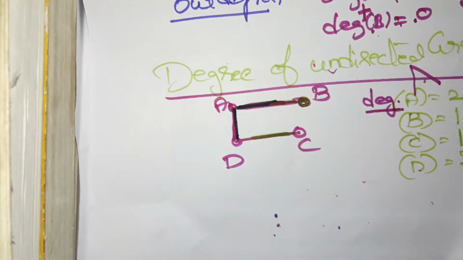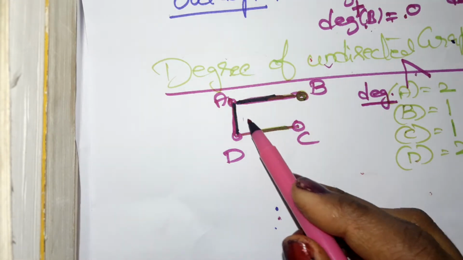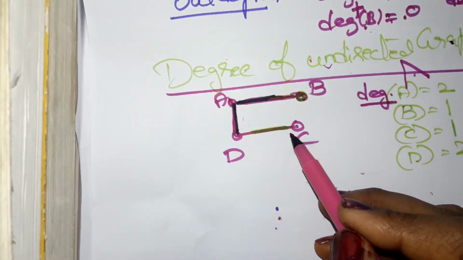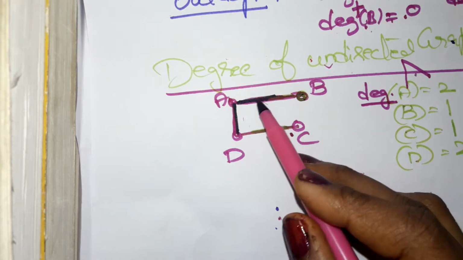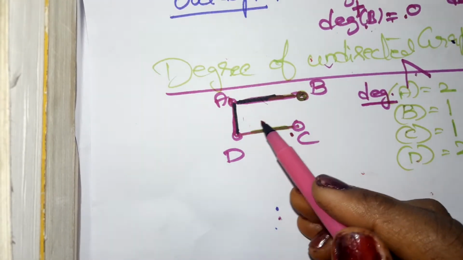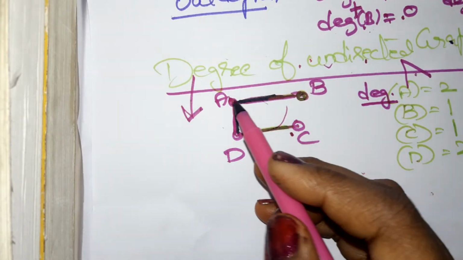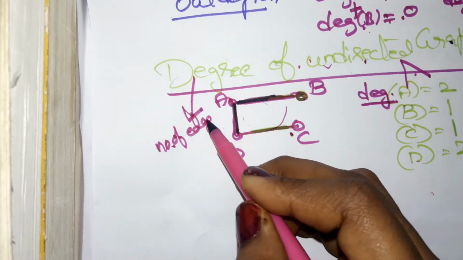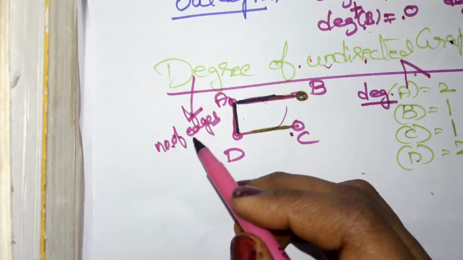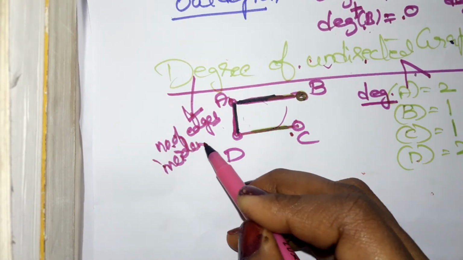Next one, degree of an undirected graph. Consider any undirected graph. For example, this is an undirected graph. Why? Because there is no direction on the edges. Now the degree in an undirected graph means the number of edges incident to a vertex.